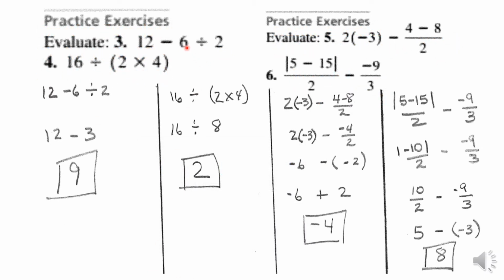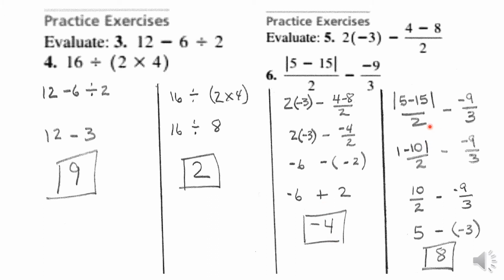Here you do the division first, and so 6 divided by 2 is 3, and 12 minus 3 is 9. Here you do inside parentheses first, you get 8, then you do 16 divided by 8 is 2. Here you do the quotient first, you get minus 4 over 2, and then you do the multiplications, so you get minus 6, and the divisions, and that is minus 2 before we do the additions and subtractions. Here you get a minus 2 becomes a plus 2, so the answer should have been minus 4.